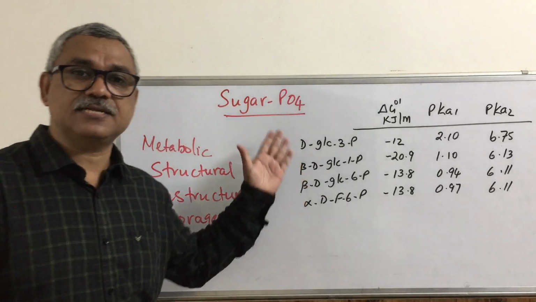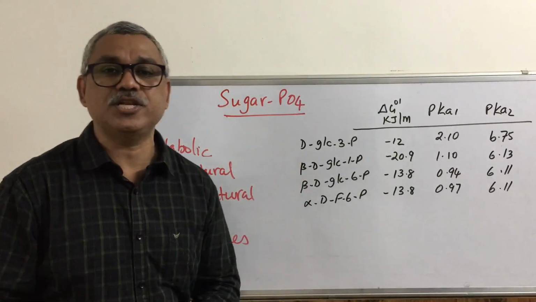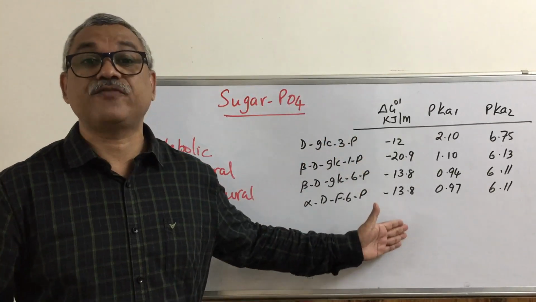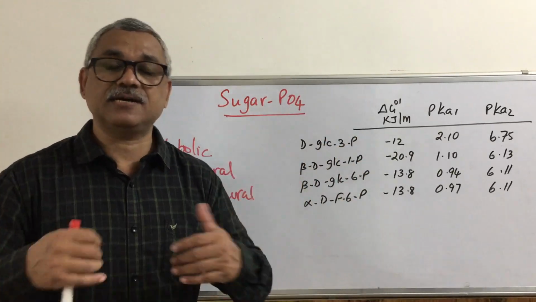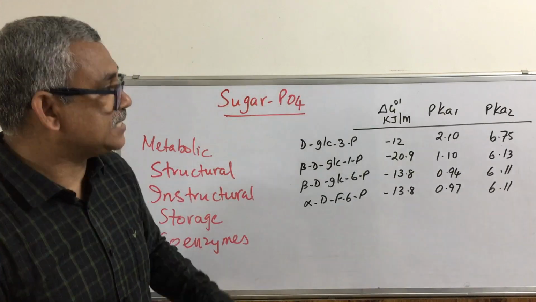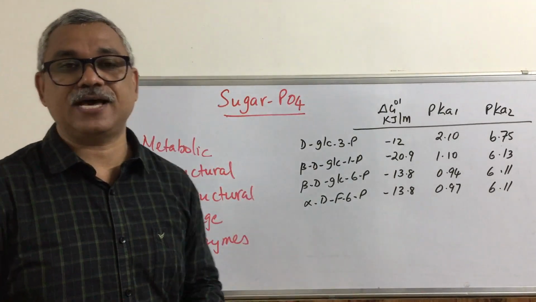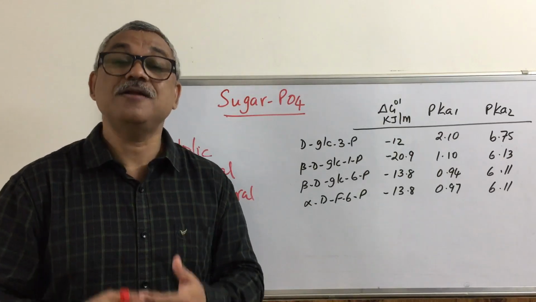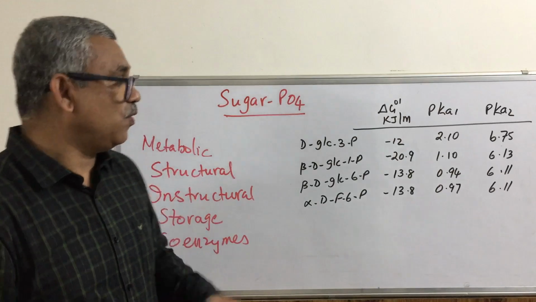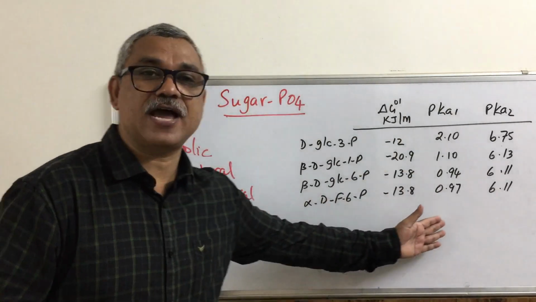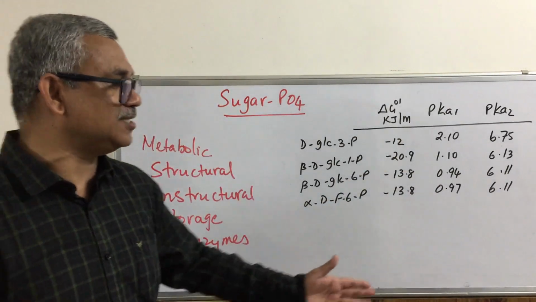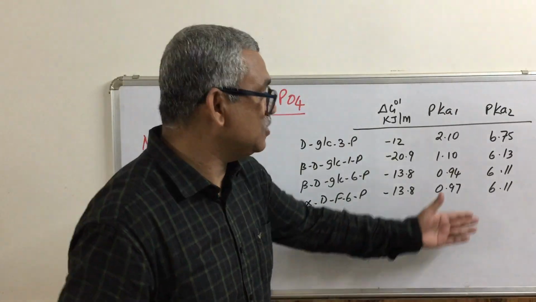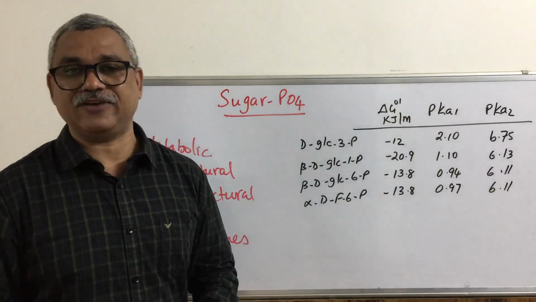Here I have selected certain molecules in order to highlight the amount of energy, in kilojoules per mole, inherent in these molecules. At the same time, it is very important to observe that all these sugar phosphates have more than one pKa value. For example, the pKa 1 of a sugar phosphate is generally between 1 and 2, and the pKa 2 is generally between 6 and 7.